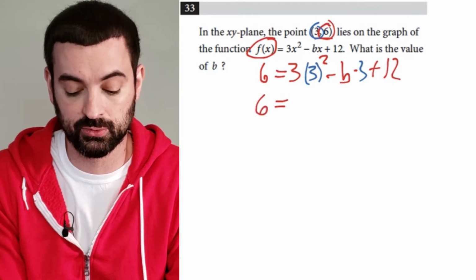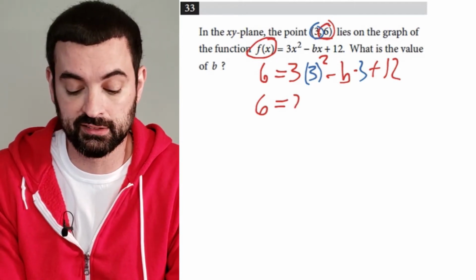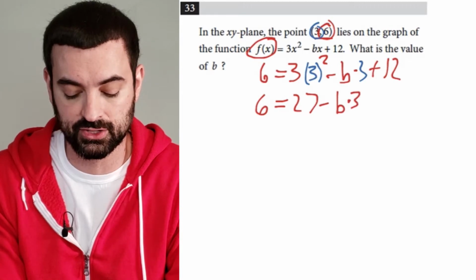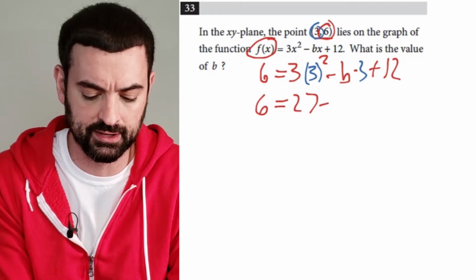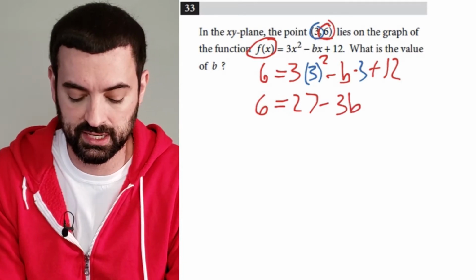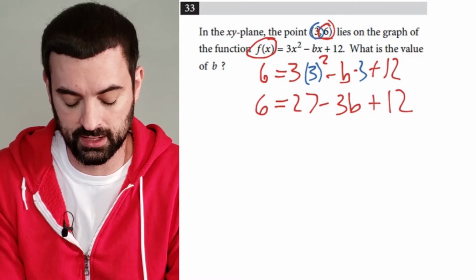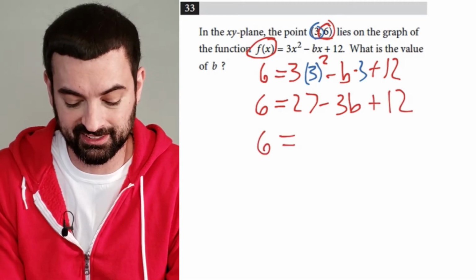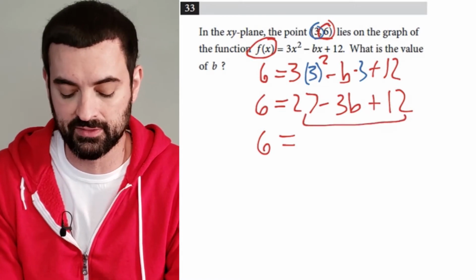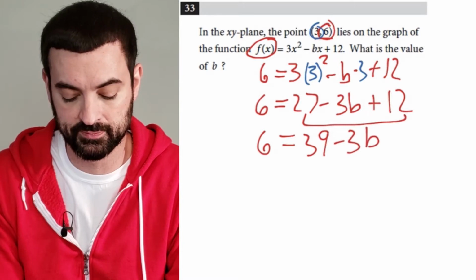So let's clean this up. 6 equals 3 times 3 squared. Let's see, 3 squared is 9. Times 3 is 27 minus b times 3. I should have called that 3b. In fact, let's do that. Minus 3b and plus 12. 6 equals 27. I'm going to combine like terms here. 27 and positive 12, 39 minus 3b.